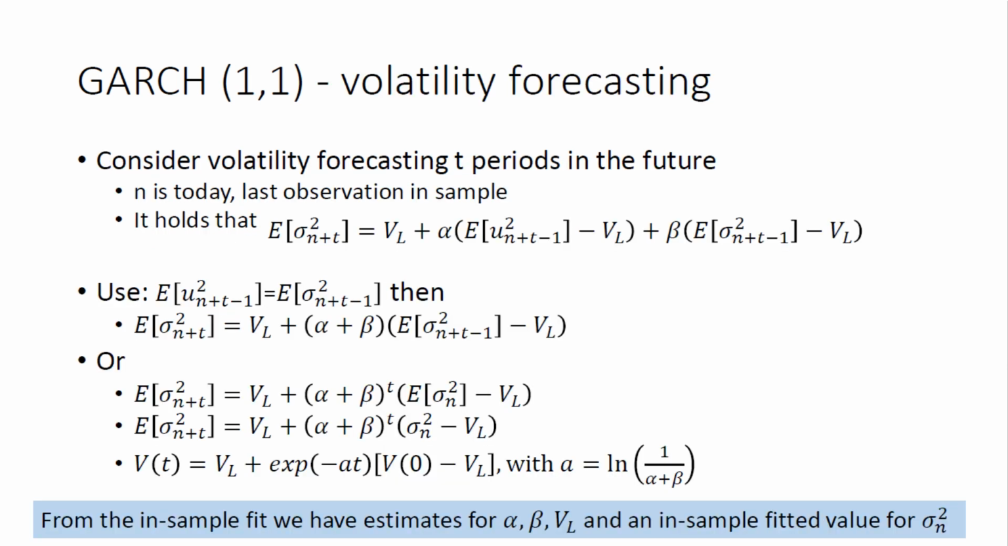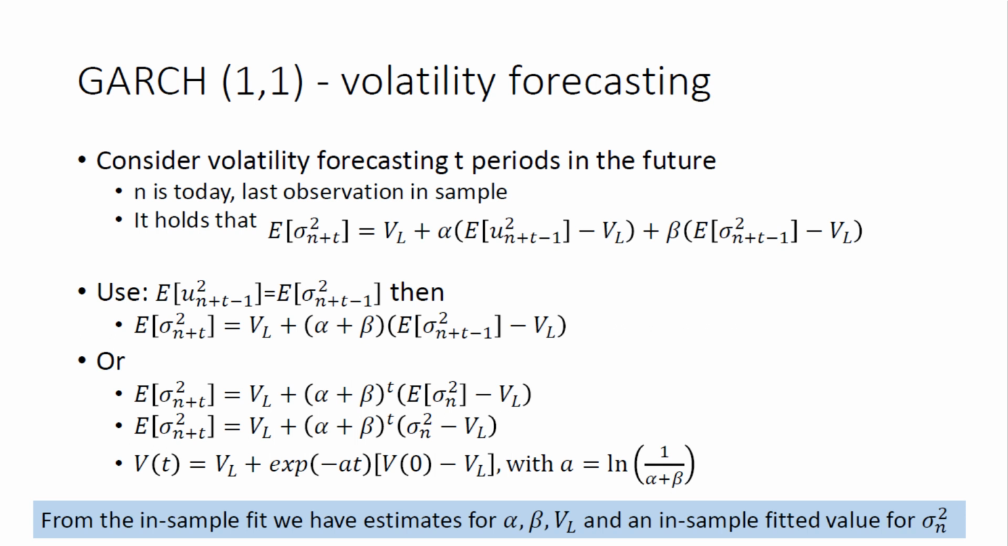Well, now that I've estimated this model in sample, and I've looked at how volatility evolves over time, the question is if I can also use this volatility updating model to look out of sample. Can I forecast volatility? And of course the answer is yes. In terms of notation, today is denoted with n, so we have used historical data from time 1 to time n. So n is the moment where I have my last observation in the sample. And now I want to go out of sample into the future, small t periods out in the future.